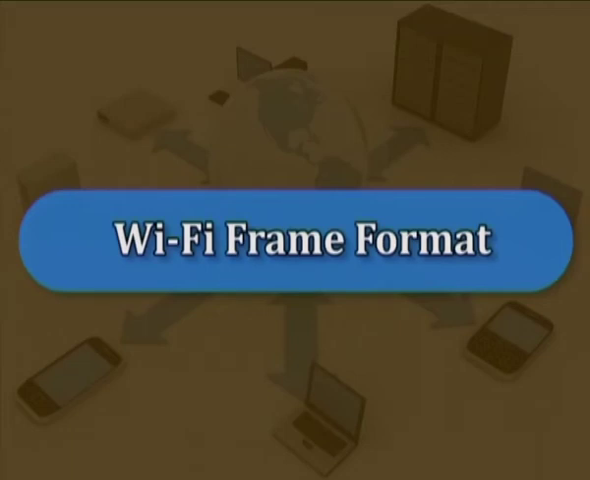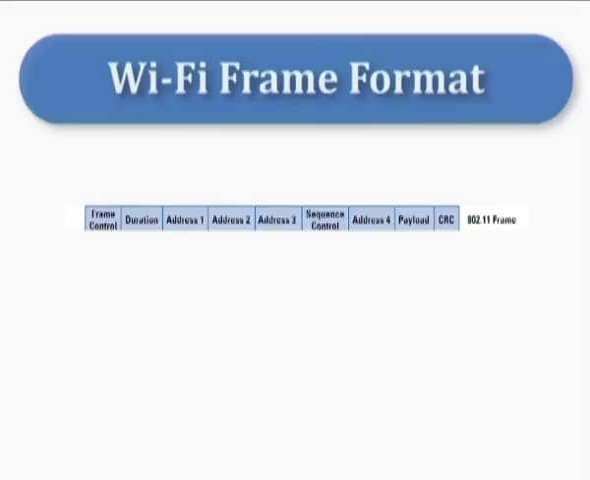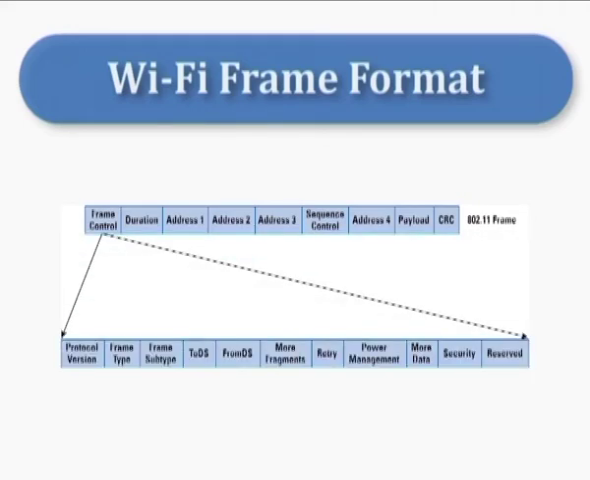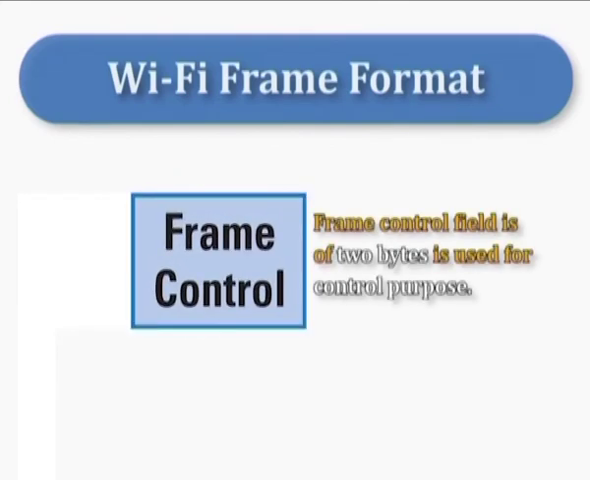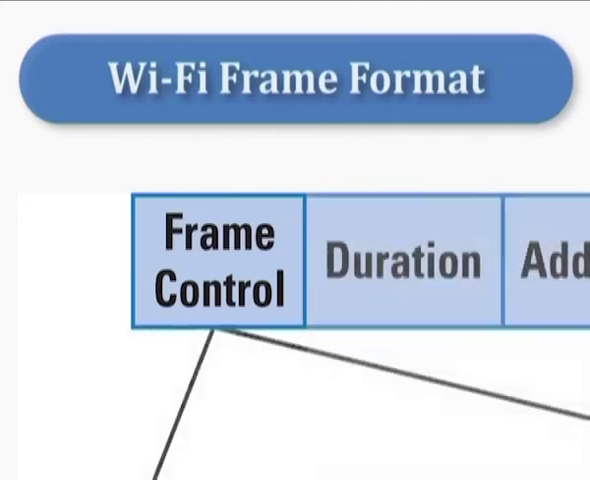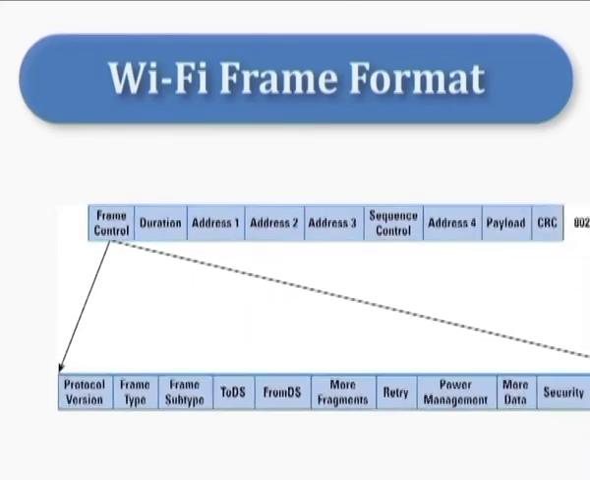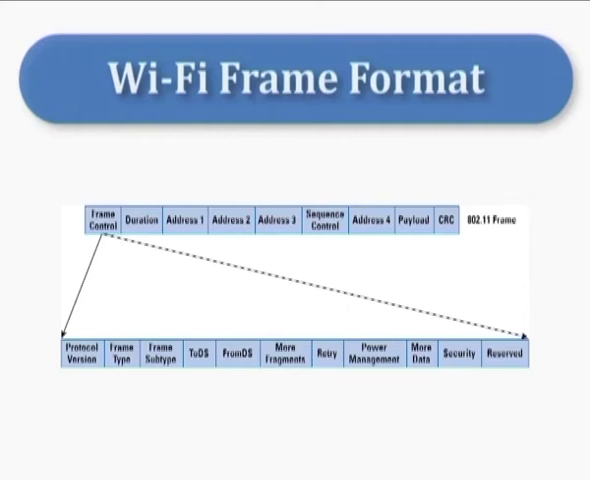Now, we will move on to the frame format of the IEEE 802.11 standard. The frame format of this wireless LAN standard is as shown in the figure. There are 9 fields in the frame format of this standard, starting from frame control to checksum. The frame control field has 11 subfields. Now, let us see each field one by one. The frame control field, which is 2 bytes, is used for control purposes. Details of the subfields of the frame control field will be discussed after discussing the main fields.